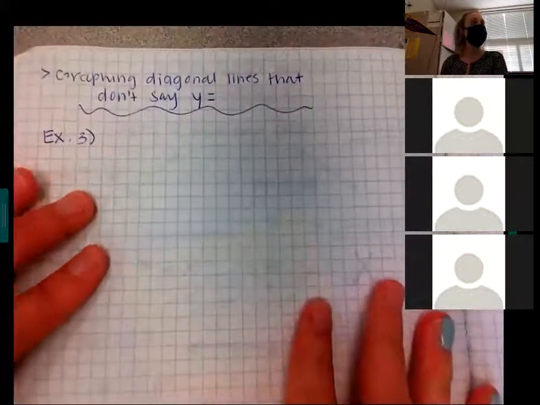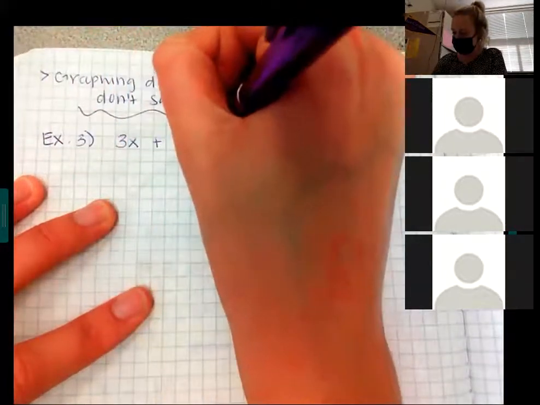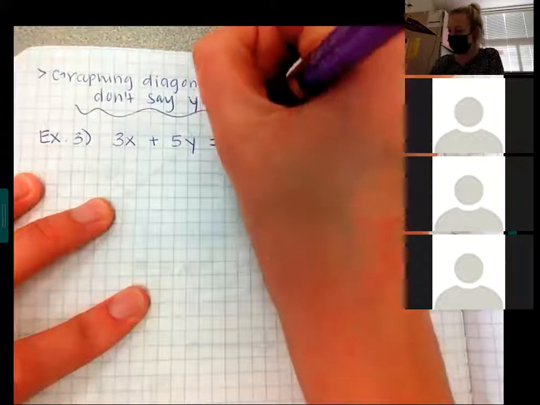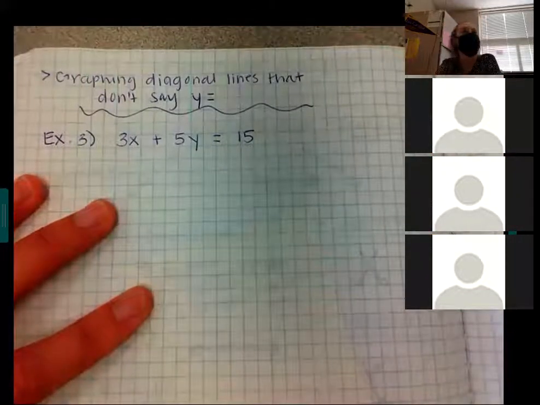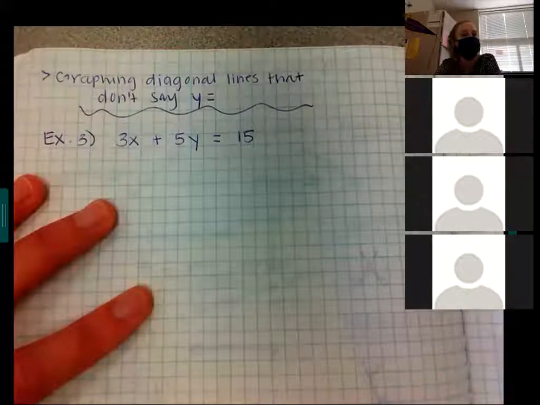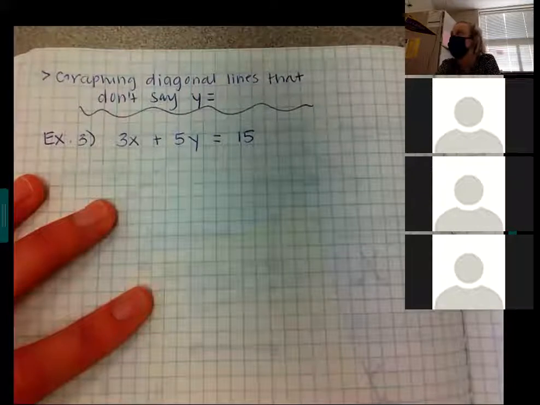The line I want you to graph, and you're not doing it by yourself, is this line right here. I'll probably do it different. Probably. Yeah, I'm thinking. All right, so listen.